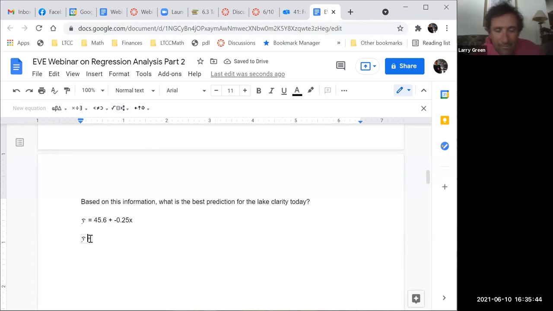So Y hat of 121, because remember, that was our X that we found out on the X axis. This year corresponds to 121 years after 1900, which is now, is equal to 45.6, and then plus minus, I'll write minus 0.25. And then we plug in 121. I'll even put times. Any questions on that?